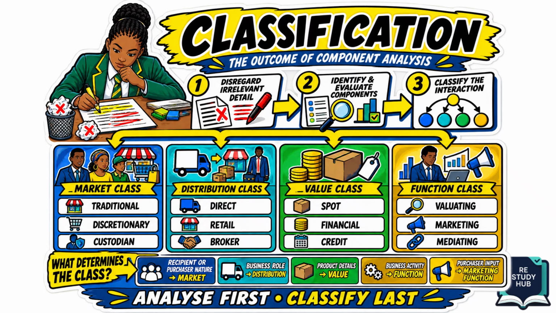The important point is the sequence. Do not classify the interaction too early. First, disregard irrelevant detail, then identify and evaluate the relevant components. Only after completing those steps should you classify the interaction. Remember, analyze first and classify last.